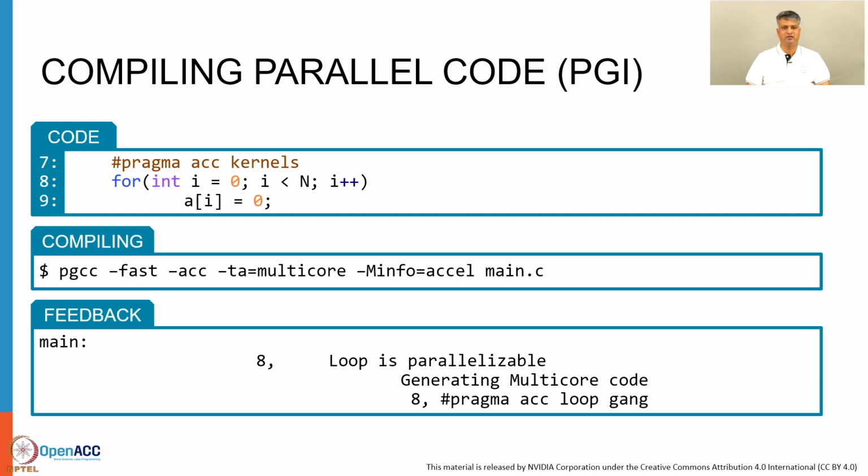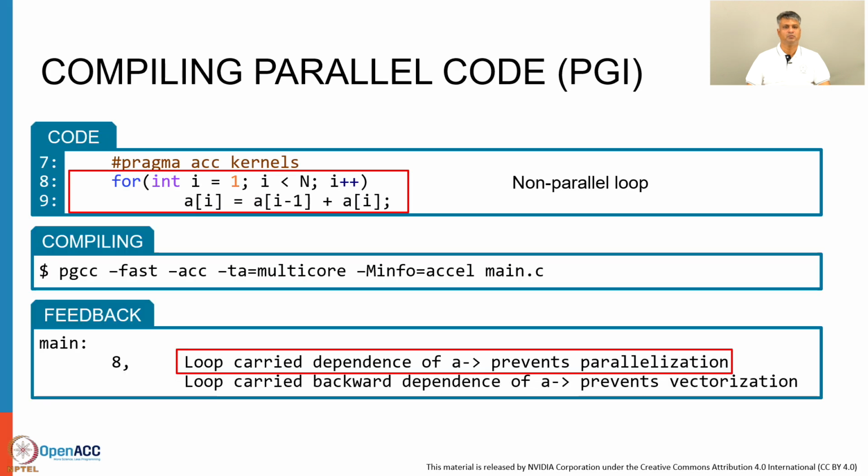Now let us see what happens when we give code which has a data dependency. This is code which cannot be parallelized because there is a forward dependency, so it's a non-parallel loop. If I give the kernels directive and compile it with the same flags, it's going to give me a message saying that there is a loop carried dependence and it prevents the parallelization, and this also prevents vectorization. So the compiler will no longer create parallel code, resulting in the correct behavior of the code.